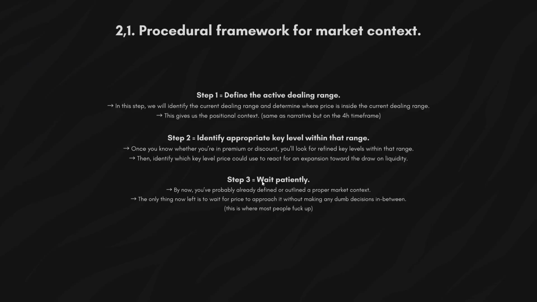And then the third step is to wait patiently for price to approach the key level or the candle range. By now you've probably already outlined a proper market context in the form of a dealing range, a key level, and a CRT. Now the only thing left is for you to wait for price to approach it without making any dumb or idiotic decisions in between. And this is exactly where most people mess up.